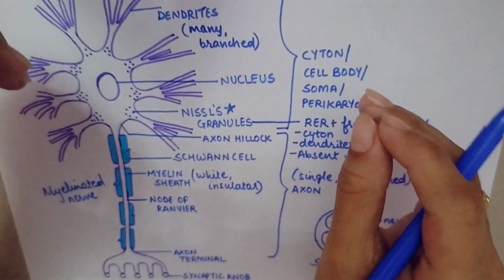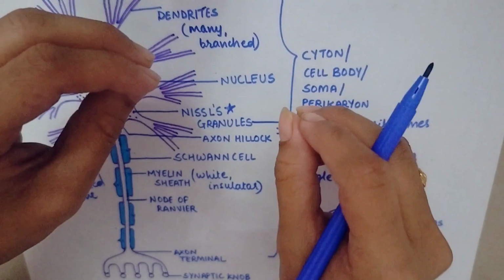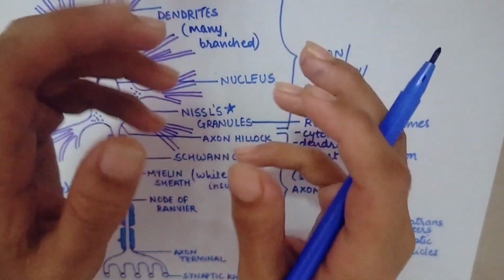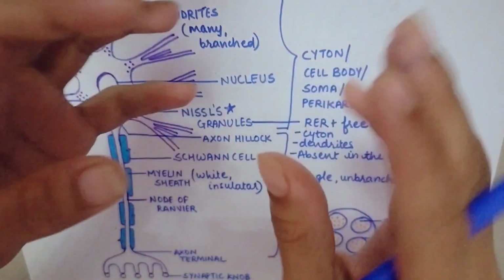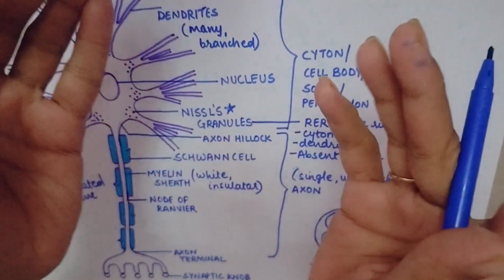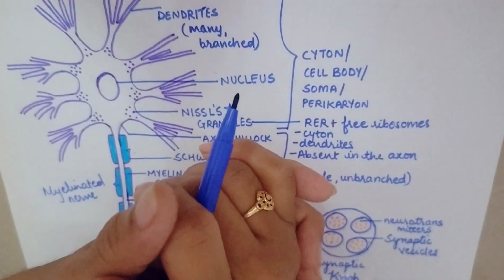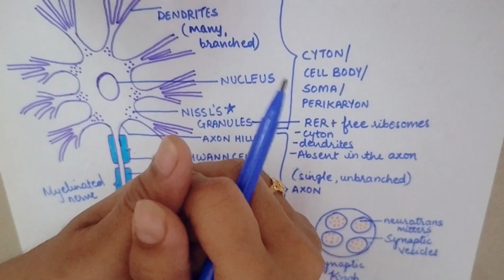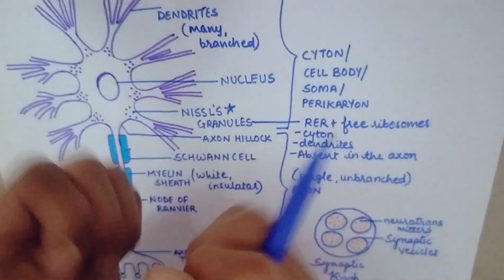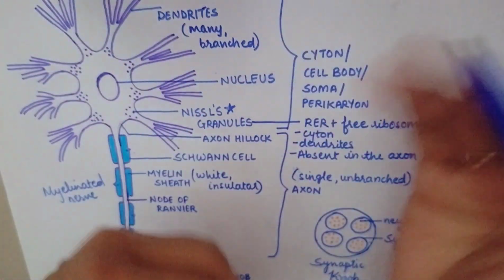Now a neuron is a structural and functional unit of the nervous system. What does a neuron do? It will detect, it will transmit and it will receive different kinds of stimuli. What are stimuli? They are nothing but impulses or messages. Okay, so it will receive it, and it will transmit it to the next neuron.